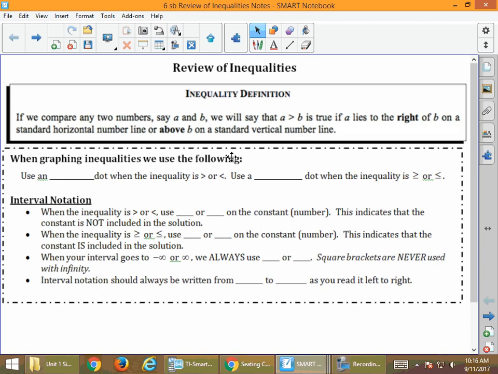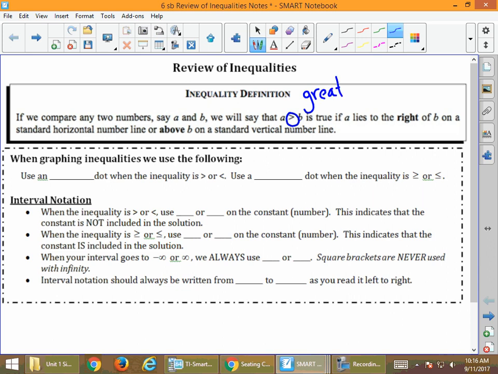Compare any two numbers, say A and B, we will say that A is greater than B. So this symbol right here that I circled, that is greater than, is true if A lies to the right of B on a standard horizontal number line, or A is above B on a vertical number line. So that's the inequality definition.